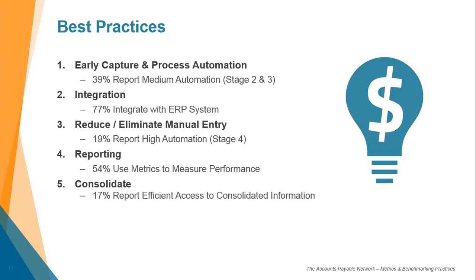Integration: almost 80% integrate with their ERP system. Reducing or eliminating manual entry: approximately 20% are applying some level. That does include OCR in certain scenarios, which we'll talk about. Reporting: about half of our customers and survey respondents regularly use metrics to measure performance. And then consolidation: only about 20%, at best case, report the efficient use of consolidated information. We'll talk more about that as well.